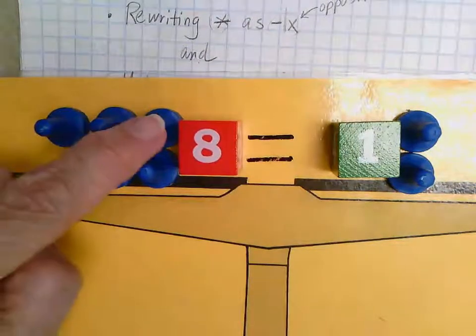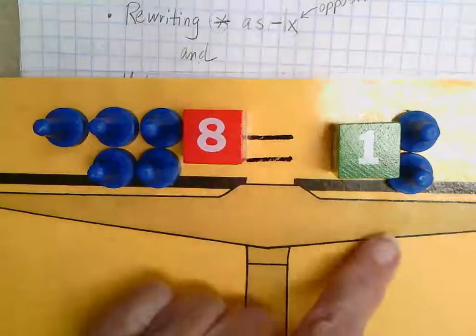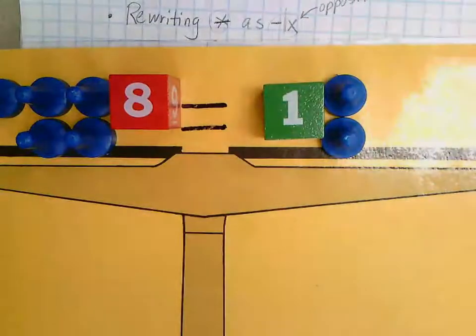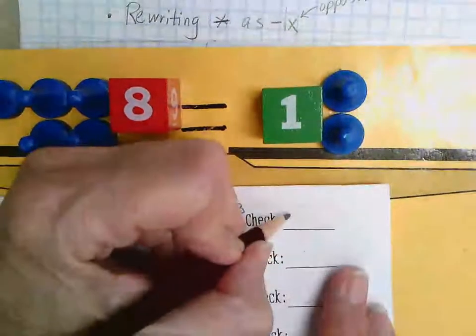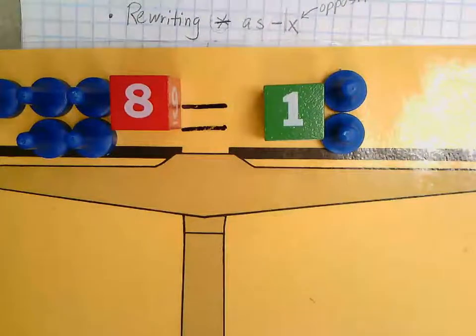3, 6, 9, 12, 15, plus a -8 is 7. And over on this side, I have 3, 6 plus 1 is 7. So my check for this problem is 7 equals 7. Next problem.